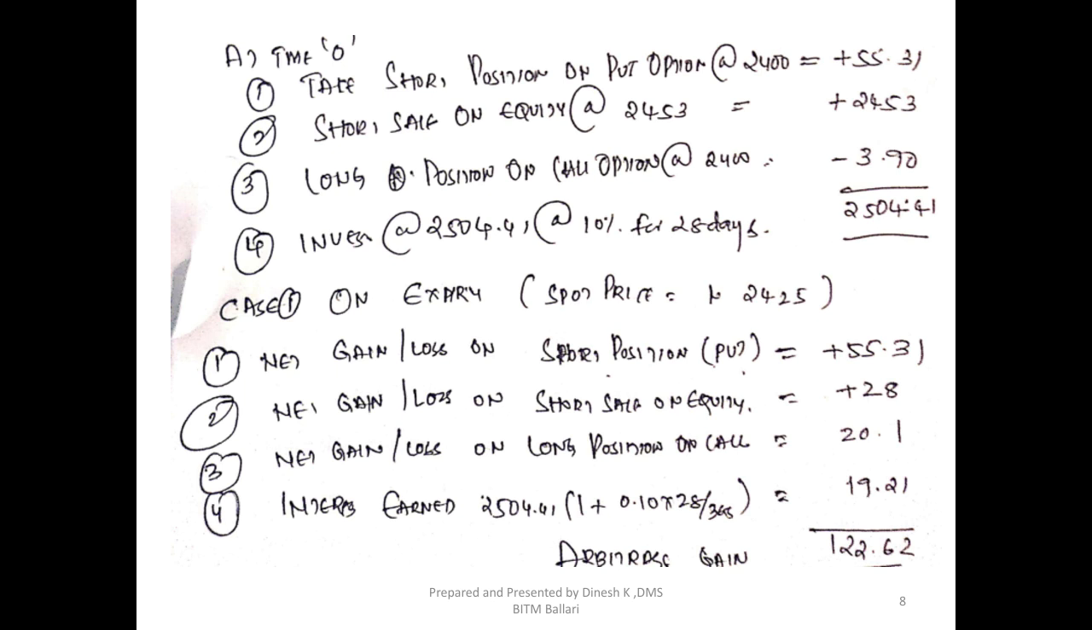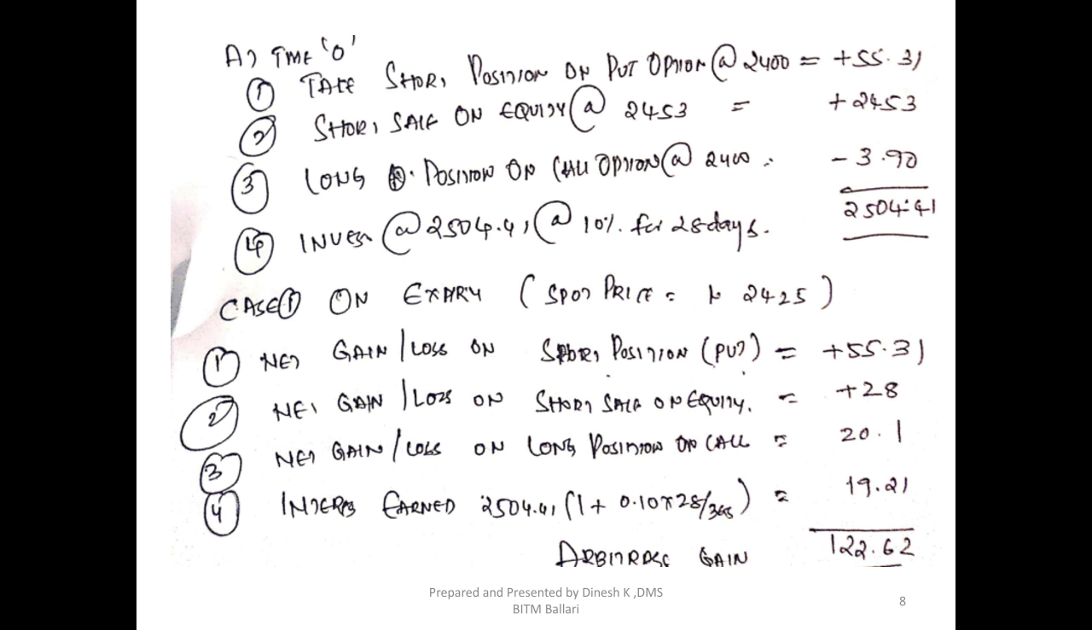Fine, here it goes like this. At time t0, today, I'll be taking a short position on a put option, which is on my right hand side, at 2400. When I short a put, I'll be receiving the premium, because I have taken a short position where I have an obligation to buy from the put buyer. So I'll be receiving the premium of 55.31.